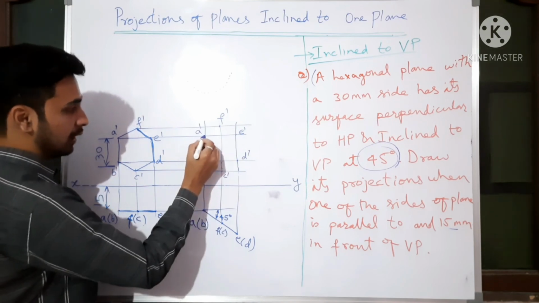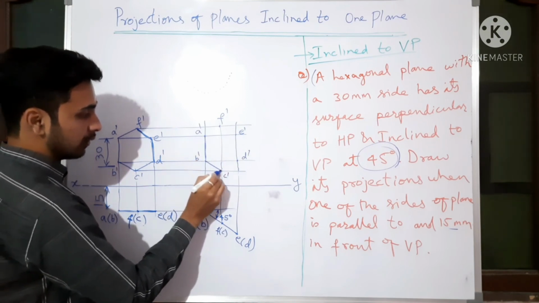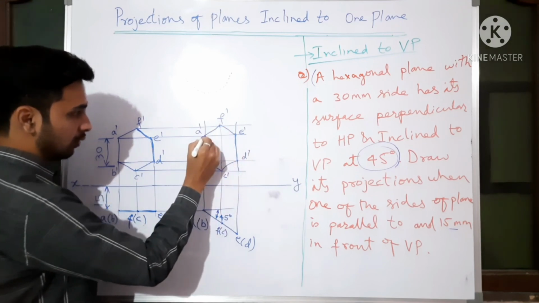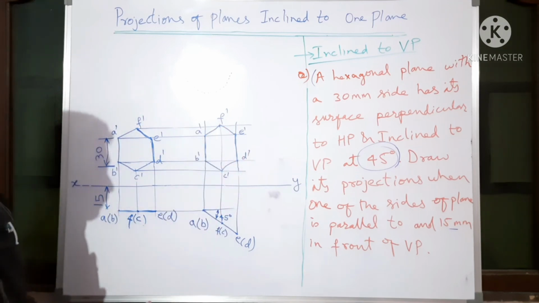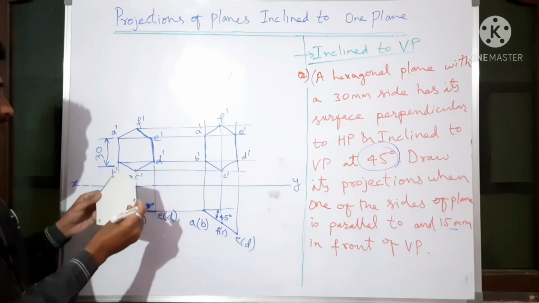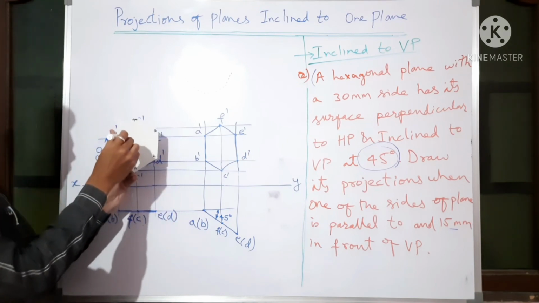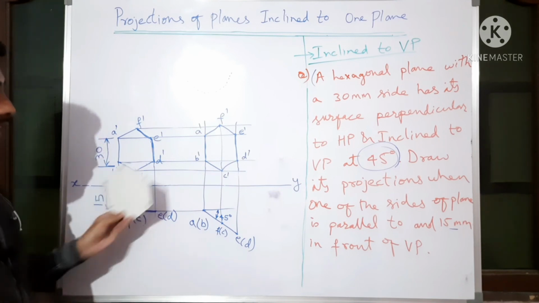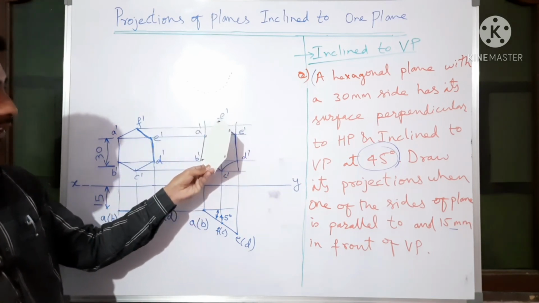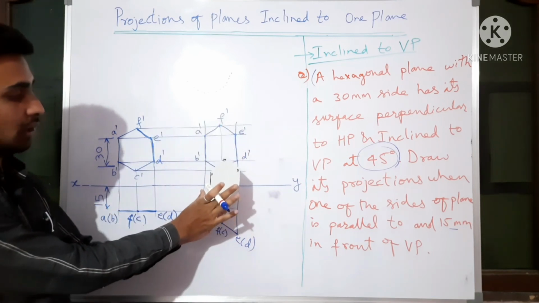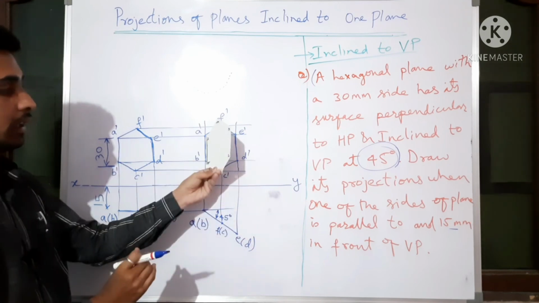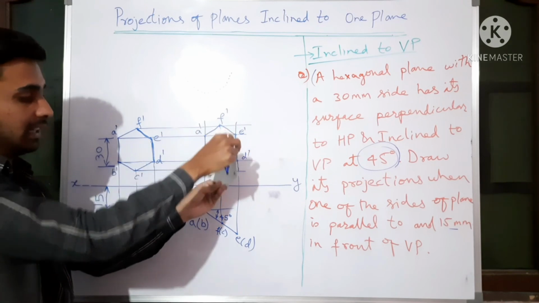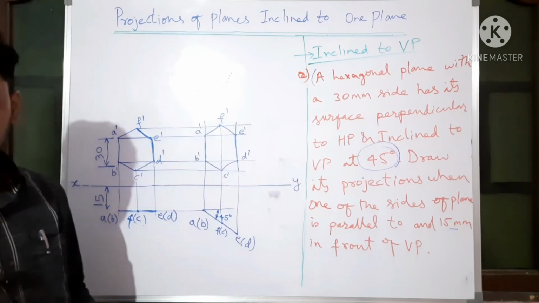Now join A, B, C, D. So this is how you have completed the problem. Let us have a look. In the front view it is like this. In the top view it is a line. That line we have drawn like this here. Then this is making 45 degree with respect to VP. That is why the shape got reduced. So this is the reduced shape. And in the top view, if you see, it is one line at 45 degree with respect to VP like this. So this is all in this question.